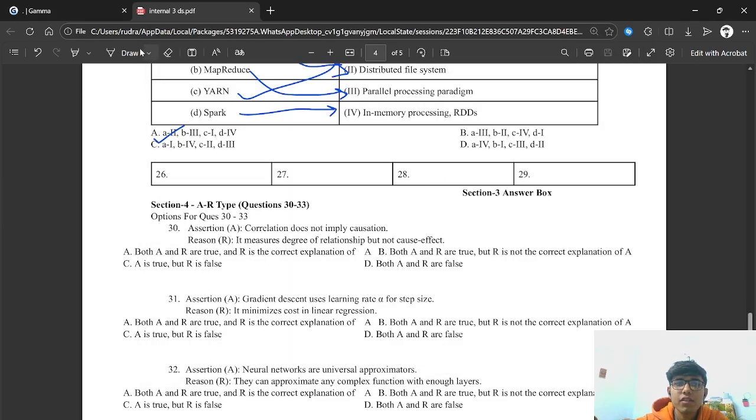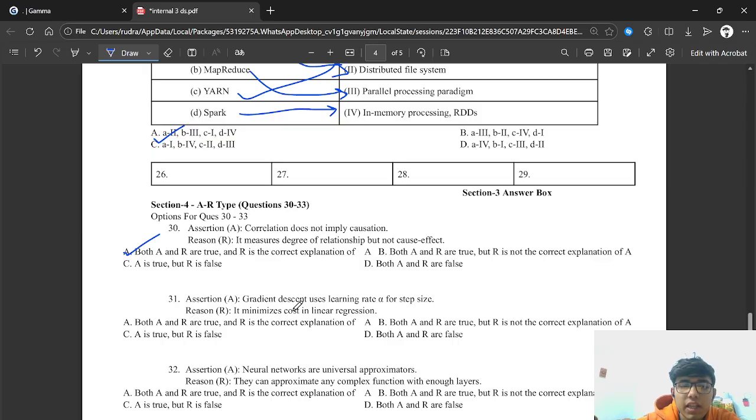Let's start with the assertion reason questions. The question number 30 says assertion: correlation does not imply causation. Reason is that it measures the degree of relationship but not cause effect. So this in fact is the correct explanation, and the assertion and reason are both true.